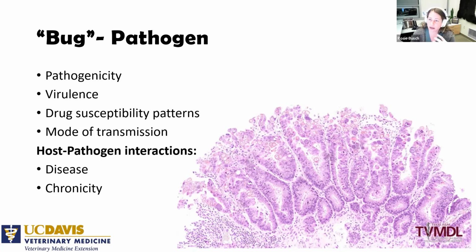Drug susceptibility patterns can be different between different species of pathogens, but also even within a species, whether they have genetic resistance to antibiotics or something like that that they've acquired, that can change how that bacteria behaves when we try to treat animals. And then they can have very different modes of transmission, which we'll cover a little bit later. And then with host pathogen interaction, we can get different outcomes, different types of diseases. And then some pathogens tend to be more chronic, so they persist in that host for a long time.